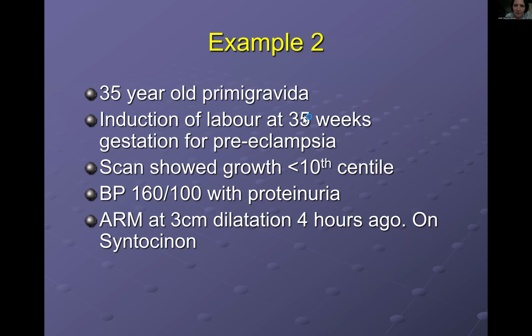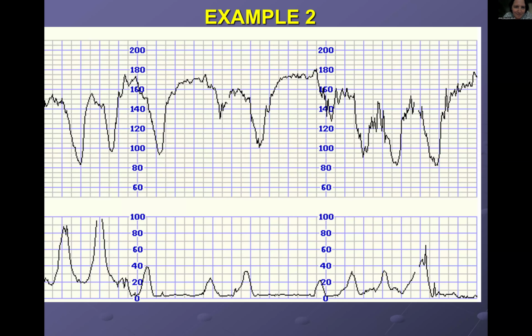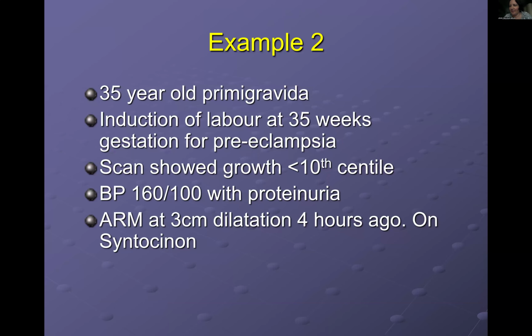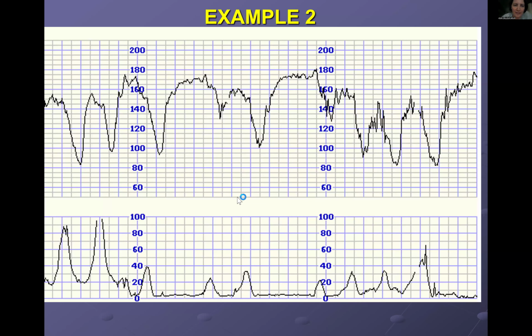So let's just see the trace. This is her trace. Okay, so let's go through it bit by bit. So let's determine the risk of this lady. So what is her risk, Philip? First of all, it's a very high risk case. Preeclampsia at 35 weeks with IUGR. Exactly. So definitely high risk. So it's good that she's on the CTG. All right. So that's your DR.